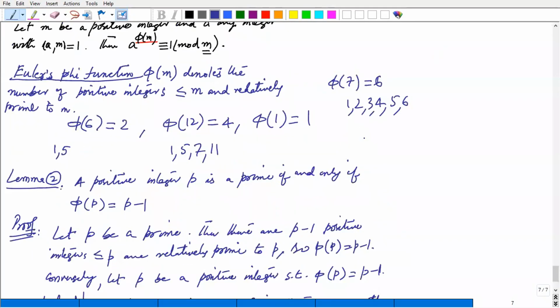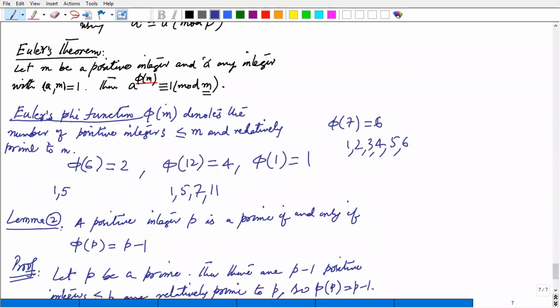Okay, now look at the statement of Euler's theorem again. Let m be a positive integer and a any integer with the GCD of a and m equal to 1, meaning a and m are relatively prime or co-prime. Then a to the power phi m, the Euler phi function, is congruent to 1 modulo m. Now this result can be used to find the remainders when m is not a prime.